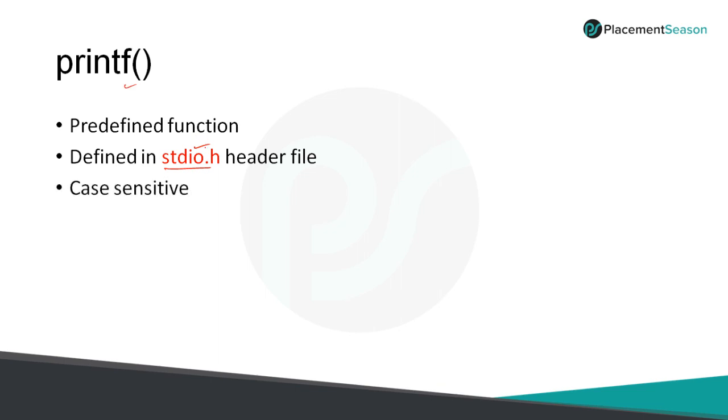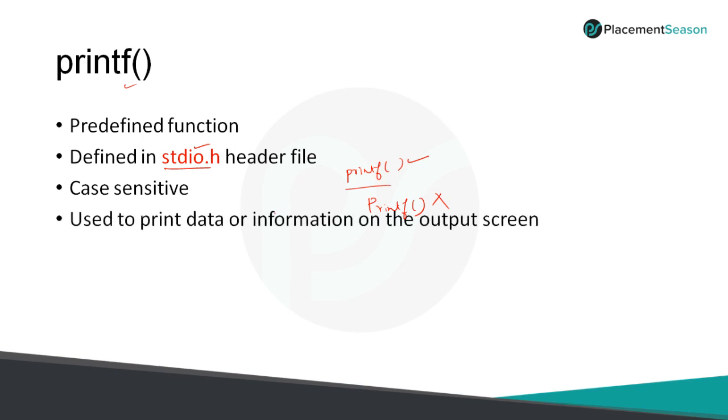So this printf function is case sensitive. You have to use printf in lowercase. If you use printf in uppercase, then it is not a valid one. So it is case sensitive. You have to use this function in lowercase letters. The purpose of this printf function is to print the data or information on the output screen. Whatever you are giving inside the printf statement will be displayed on the output screen.